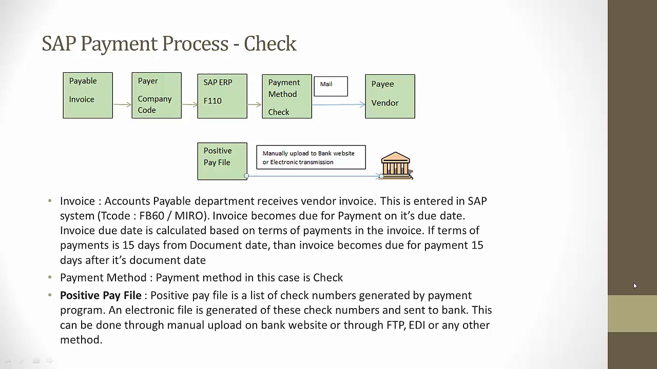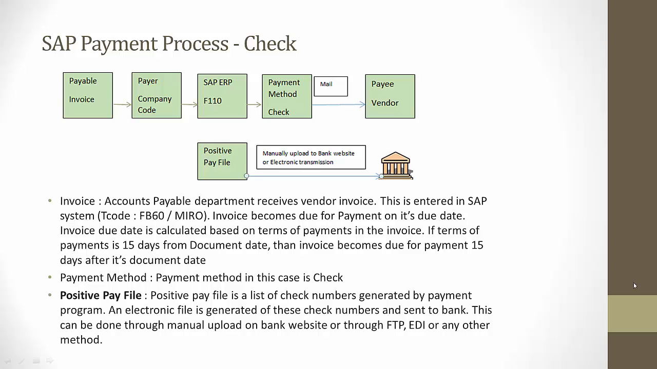Business process starts with receiving the vendor invoices. Once the vendor invoices are received, they are entered in SAP. Transaction code for the same is FP60 or MIRO. We will go in detail when we do the actual end-to-end testing in subsequent lectures.